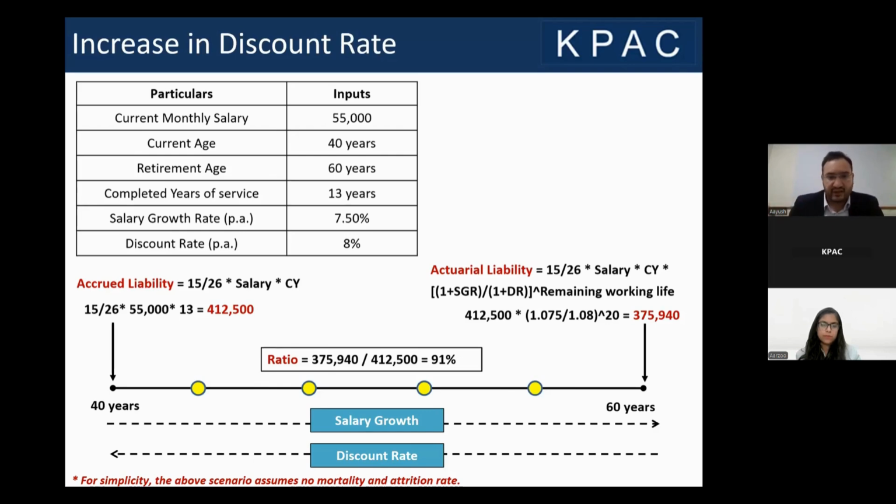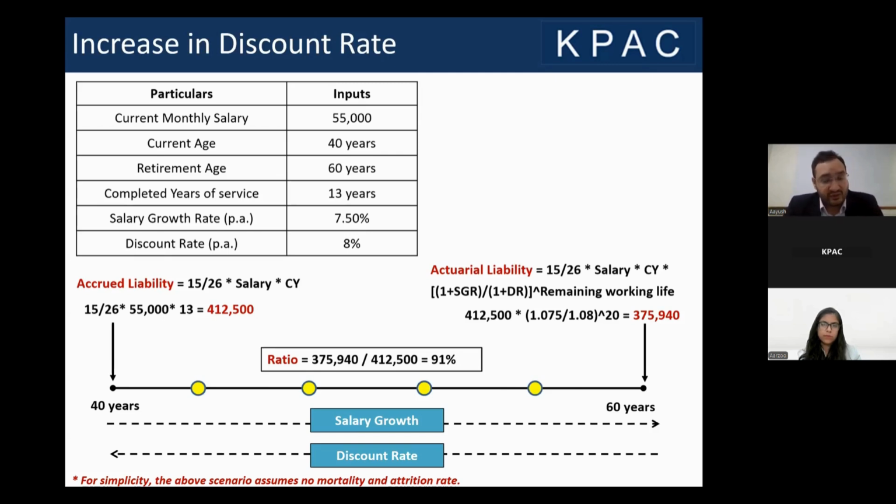But obviously, there are other factors like attrition rate, mortality rate, and the limit on the gratuity scheme, which might impact this ratio. And instead of 100%, we might assume a lower ratio out there too. But if all other parameters are ignored and we talk purely on the basis of salary growth rate and discount rate, this is what our expectations would be. A higher salary growth rate will give us a higher liability, a lower salary growth rate will give us a lower liability.